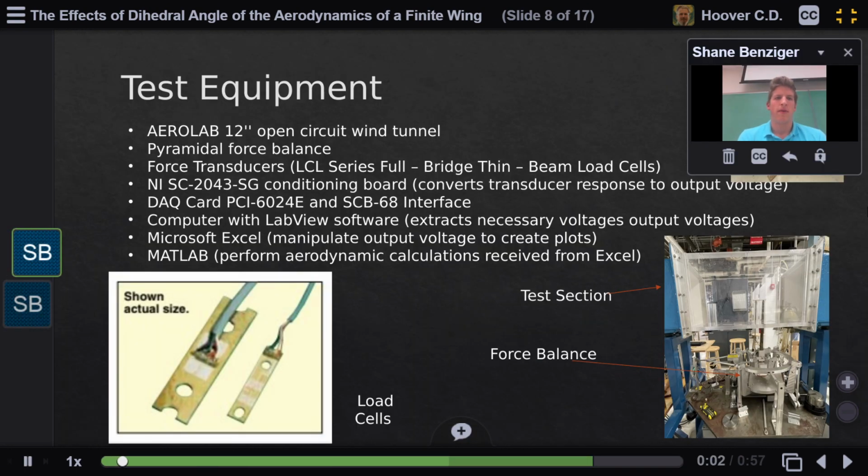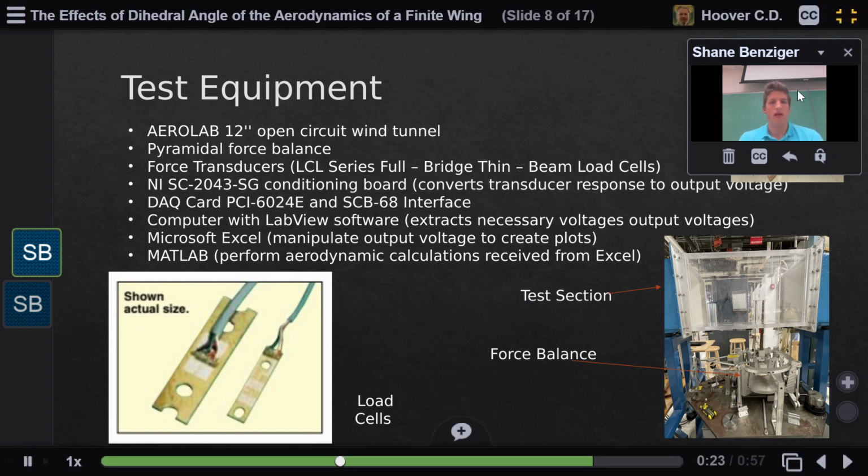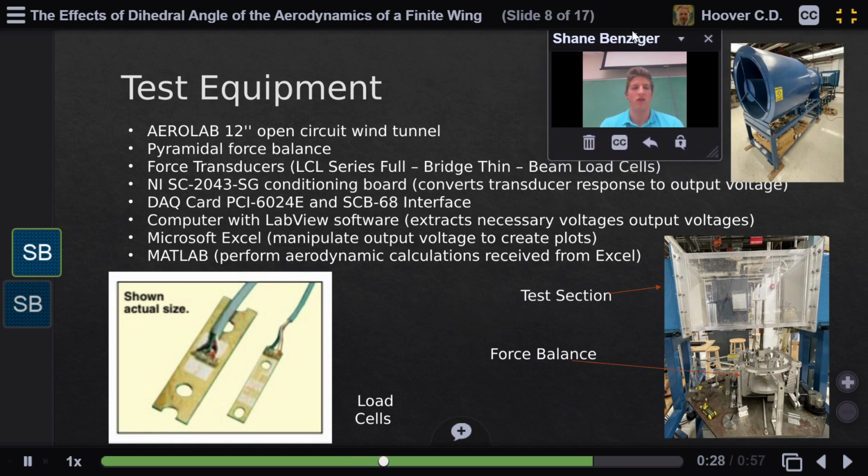So our test equipment consisted of the following. We needed an Aerolab open circuit wind tunnel, a pyramidal force balance, and force transducers to pick up the forces, for which we used bridge thin beam load cells. We needed a signal conditioning board, which converts the transducer response to an output voltage which we can read. We needed a DAT card and a CB68 interface. We needed a computer with LabVIEW software to extract the necessary voltage into data that we can use. And then for processing software, we needed Microsoft Excel and MATLAB.